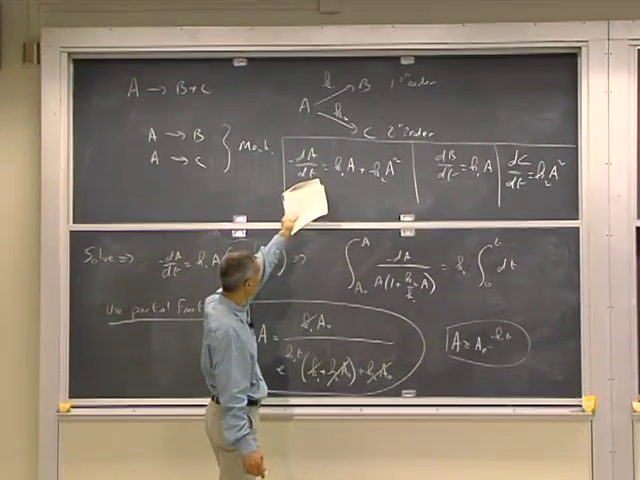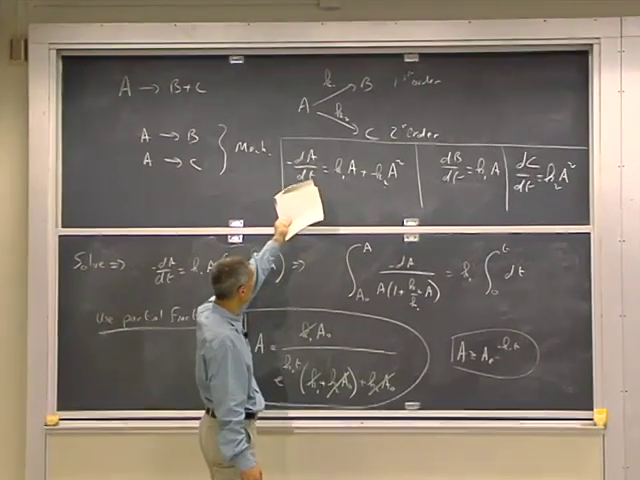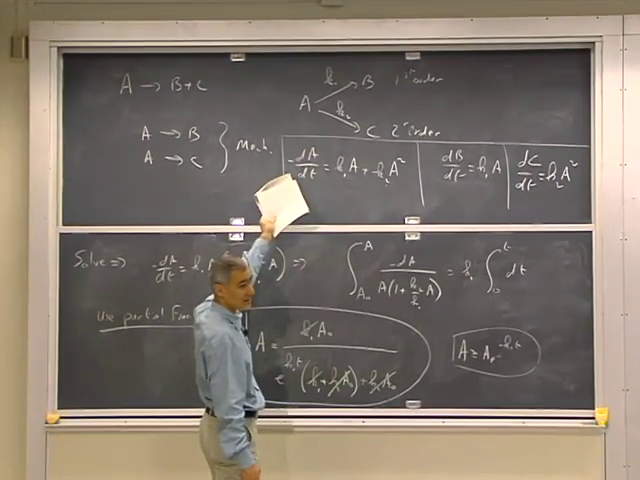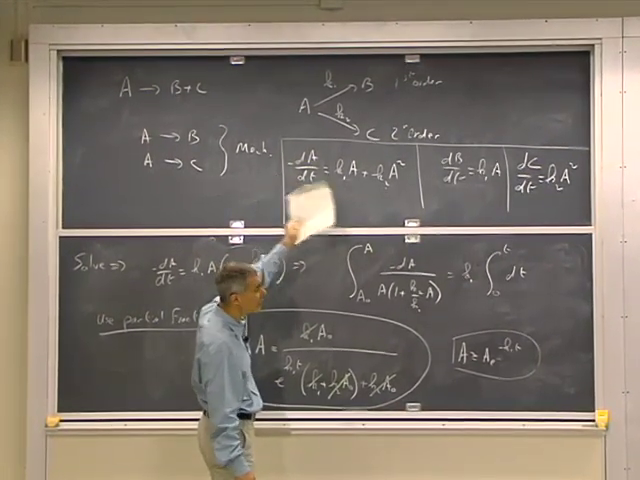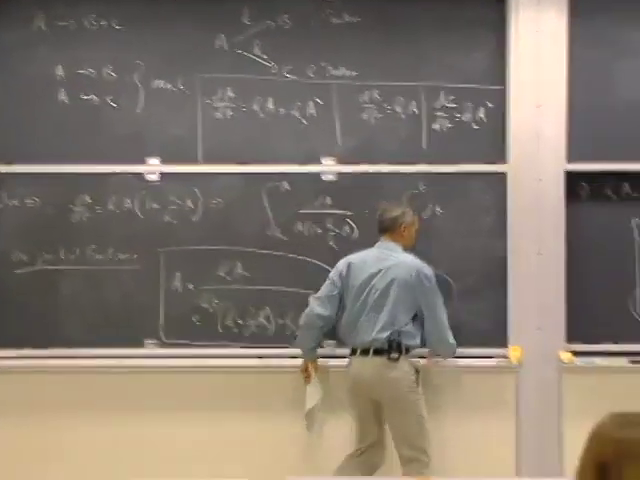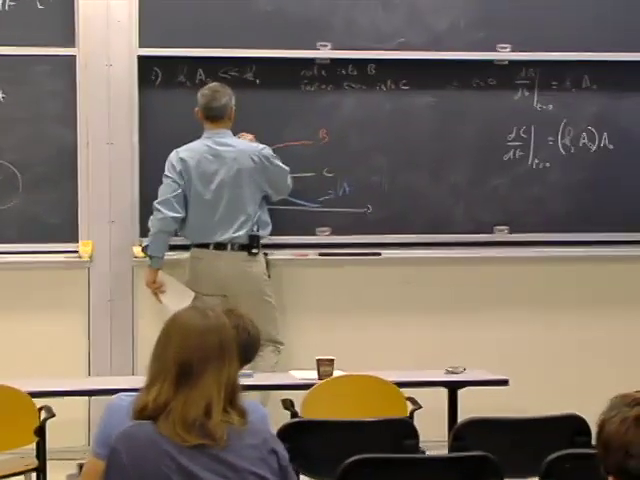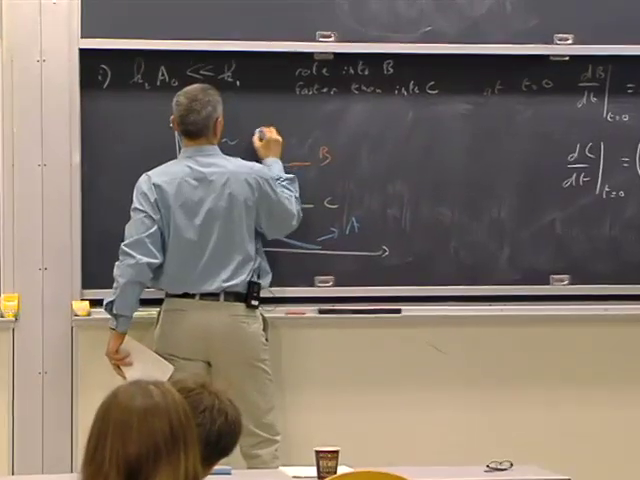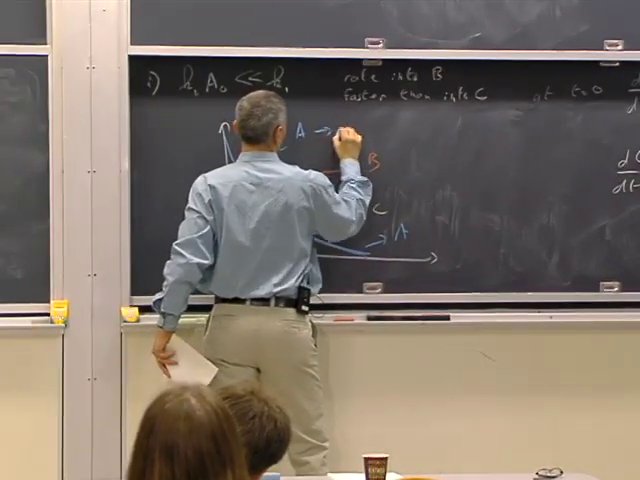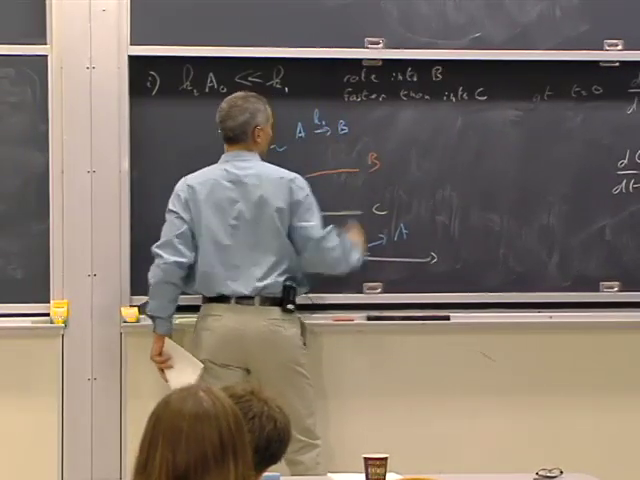It looks like it's first order coming down with a rate constant k1. It looks like basically the branching into C is non-existent as far as A is concerned, at least in this approximation. It's going to look like first order, A goes to B with rate constant k1.